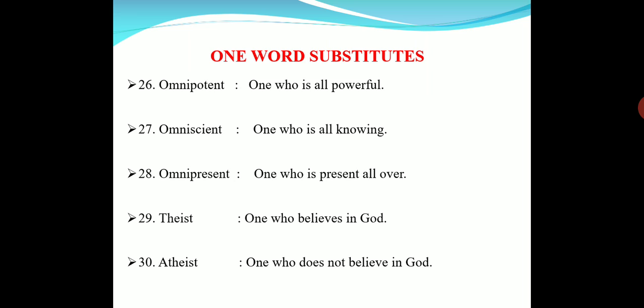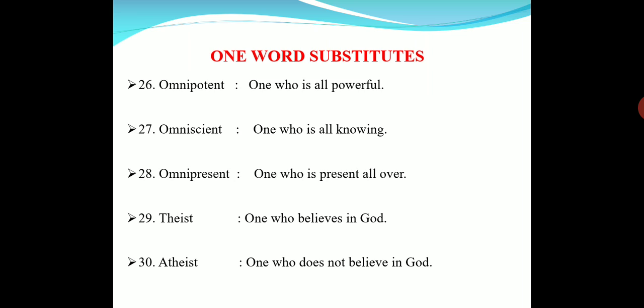Omnipotent. Omnipotent means who is all powerful. Generally, we say God is omnipotent. That means he has all power with him. Omniscient. One who is all knowing. He knows past, future, present, like that. Human beings cannot. So all these are attributed to God.